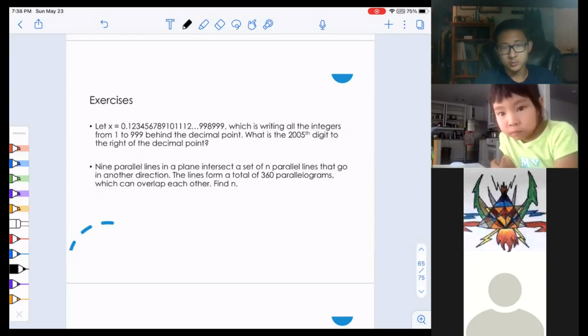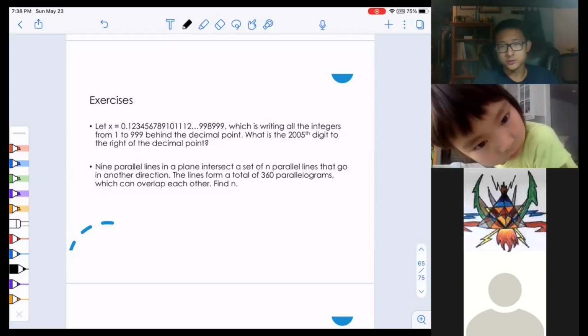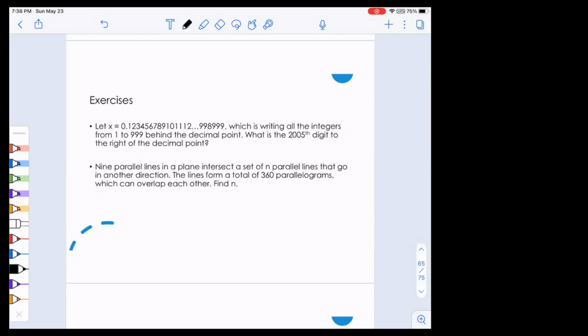All right, I'll go over number one since a lot of you guys are confused on this. Let x equal 0.123456789101112, and so on, which is writing all the integers from 1 to 999 beyond the decimal point. What is the 2005th digit to the right? So basically, we're going to consider all the cases here.